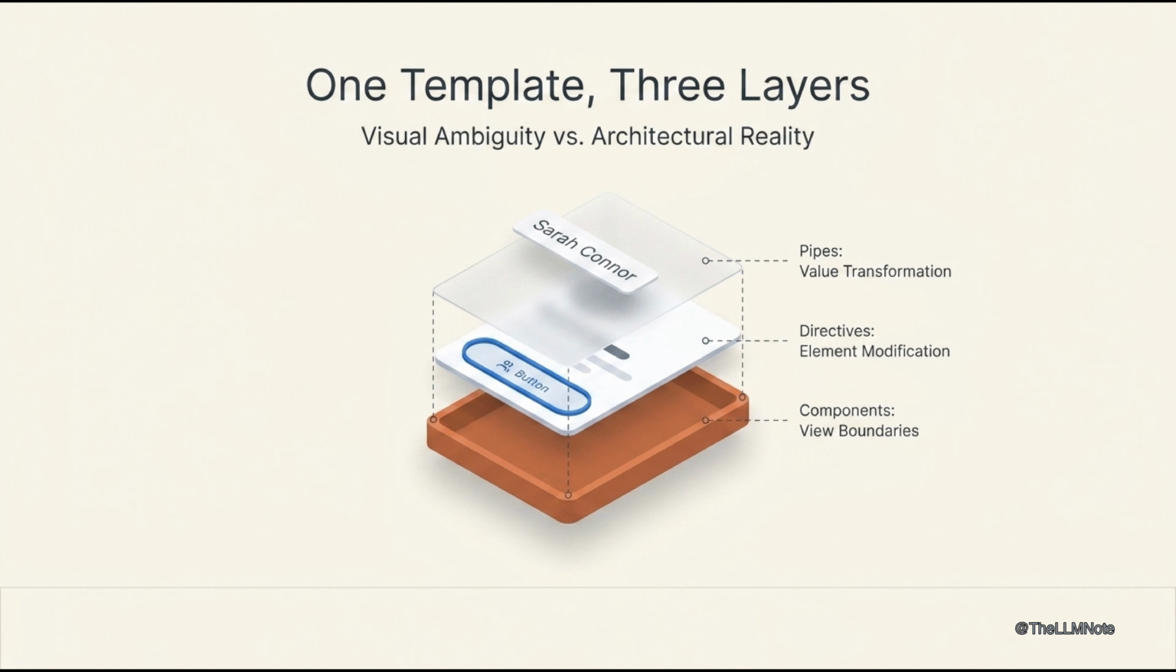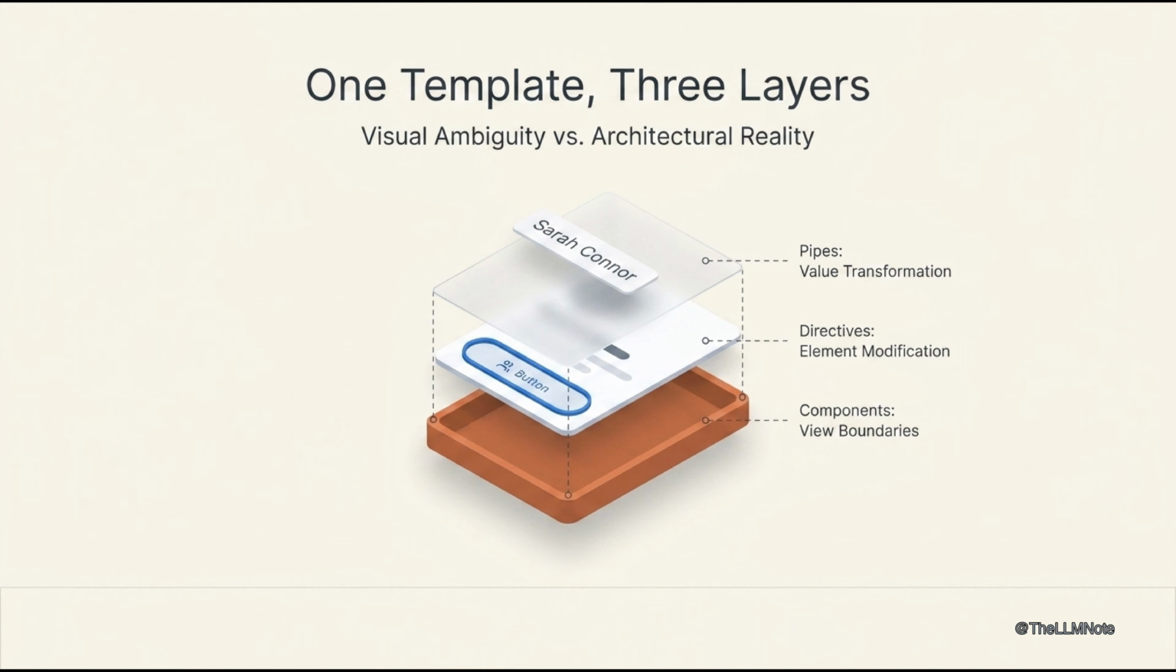Components look like HTML but own view boundaries. Directives attach to HTML and modify elements or DOM structure. Pipes hide inside interpolation and transform displayed values. They all appear in the same visual layer but operate at different levels. Confusing these layers makes code look elegant, but couples state and layout, and the template becomes harder to reason about.